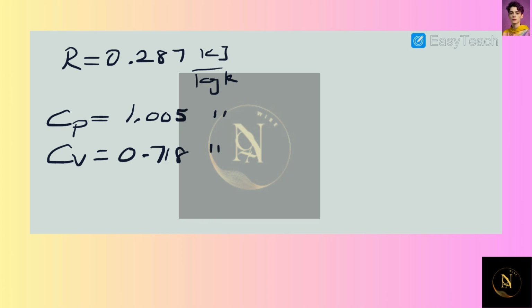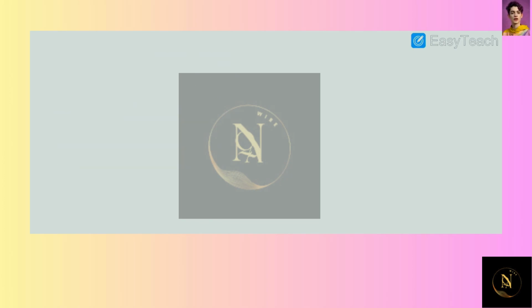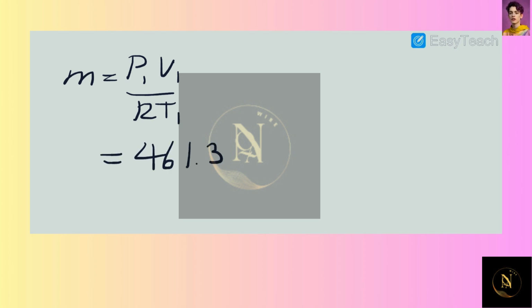The first thing we're going to do is calculate the total mass of air that's in our building. So we can say that m is equal to P1 V1 over R T1, and this gives us an initial mass in the building equal to 461.3 kilograms.